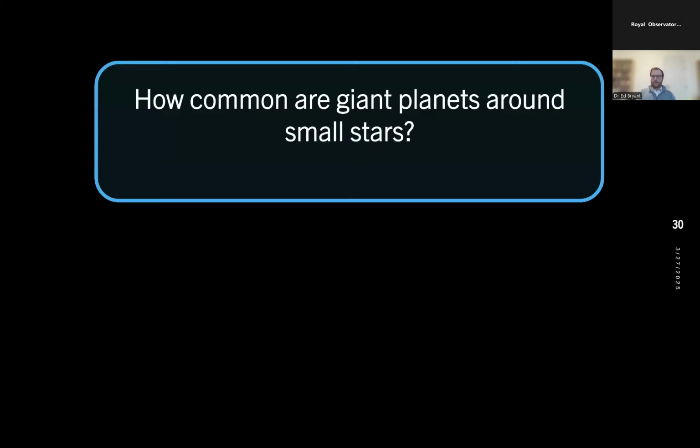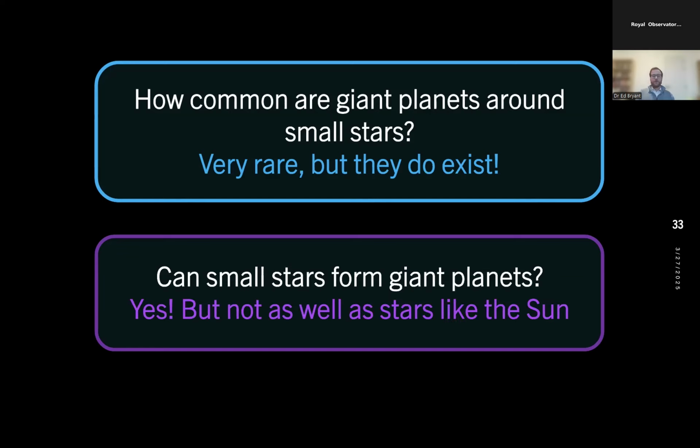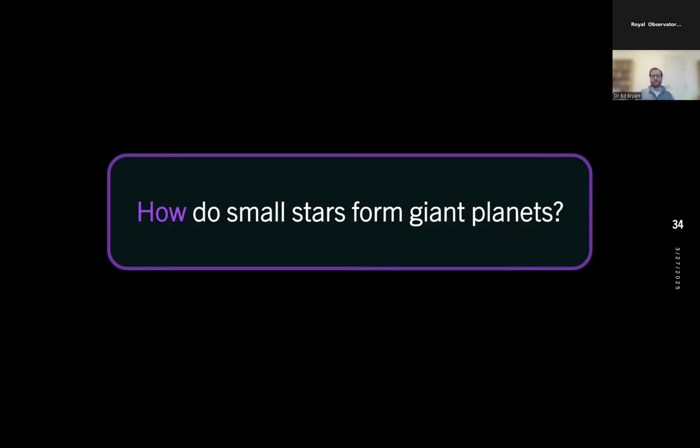So let's go back to the questions we started with, and have we answered these? So our first question, how common are giant planets around small stars? They are very, very rare, but they do exist. And then, can small stars form giant planets? Yes, they can, but not as well as stars like the sun. They still find it much harder to form these giant planets. But as I mentioned, these stars weren't expected to be able to form giant planets. So that now leaves us with the final question of how do small stars form giant planets?